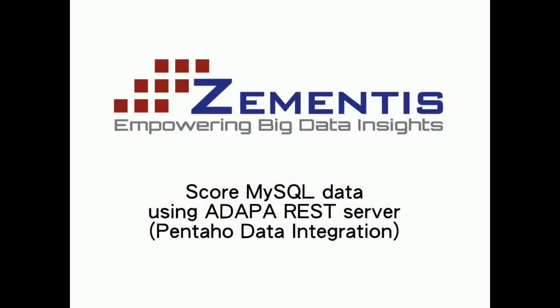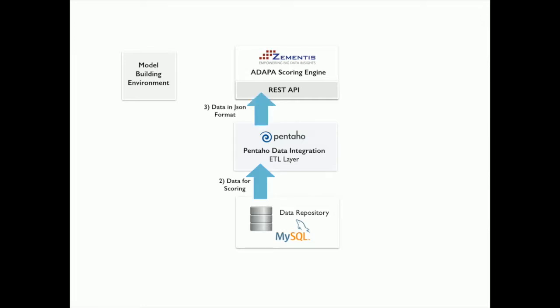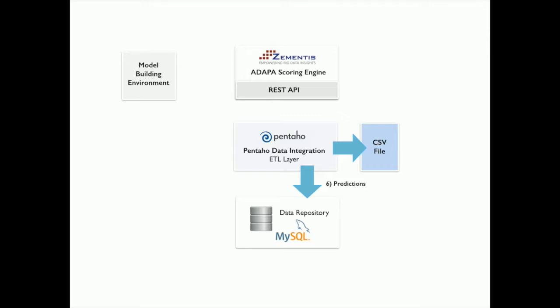Welcome! In this demo, we will show you how to score data from MySQL in ADAPA using Pentaho Data Integration. Assuming that a PMML model is already deployed in ADAPA, we will retrieve data from MySQL, convert it to a JSON format, score it using ADAPA's REST API, capture predictions from the scoring engine, and write the results out to a CSV file. We will be using the El Niño dataset and corresponding neural network model in this example.